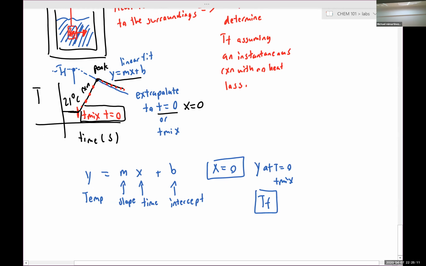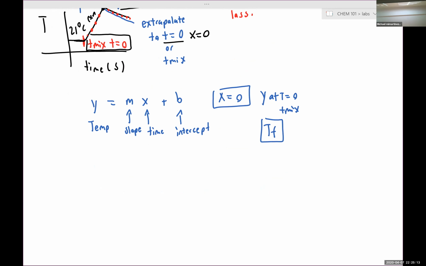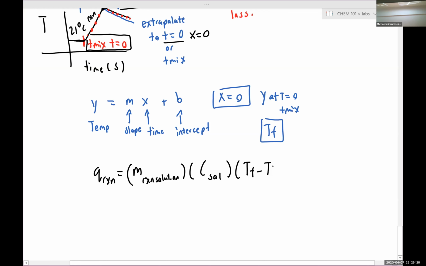So once you get the T final, again, we know that Q reaction is equal to the mass of the reaction solution times the specific heat of the solution times the T final minus T initial times -1. And then we can calculate what is known as delta H, which is the enthalpy, by taking the Q reaction over the moles of limiting reactant.